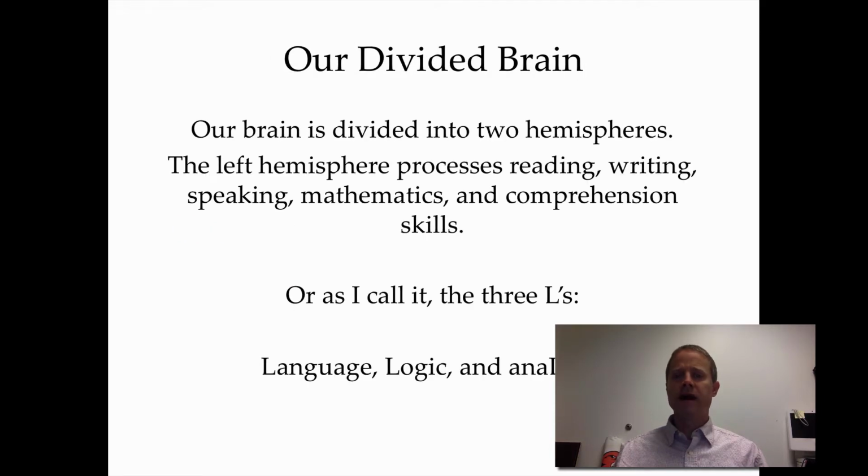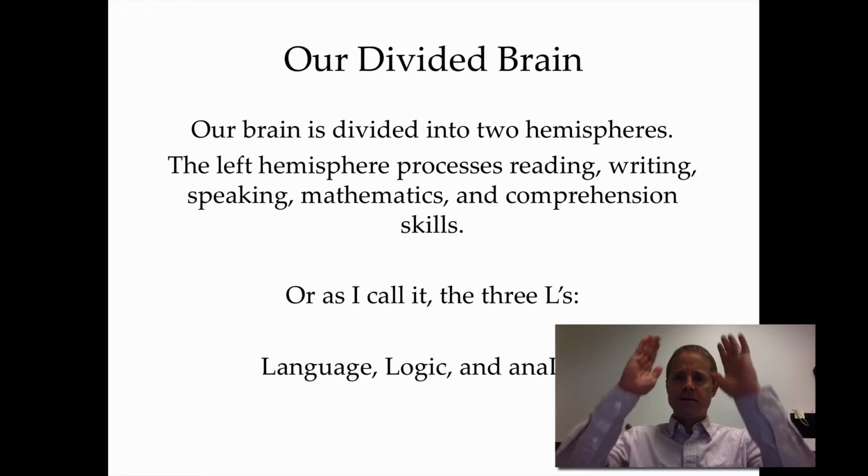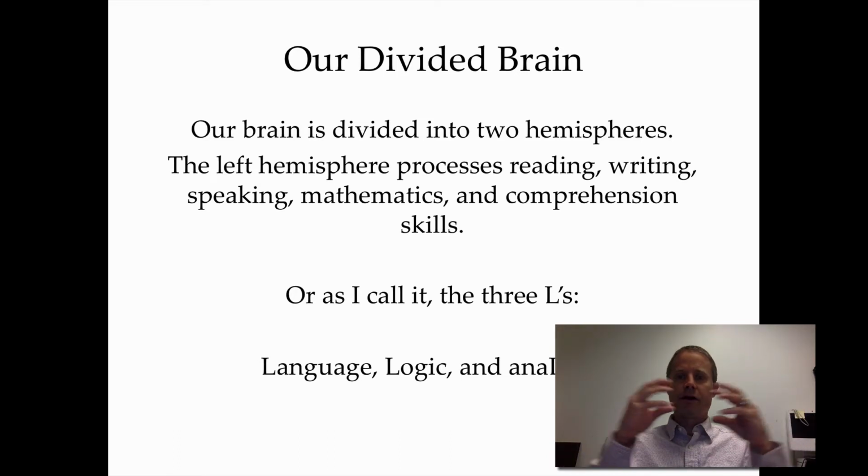Okay, what about our divided brain? We know that there's two hemispheres of the brain. They're connected by some tissue called the corpus callosum. What does the left side of the brain specialize in? The 3 L's: language, logic, and analytic. Another way to break it down is how they say it here. It helps process reading, writing, speaking, mathematics, and comprehension skills.